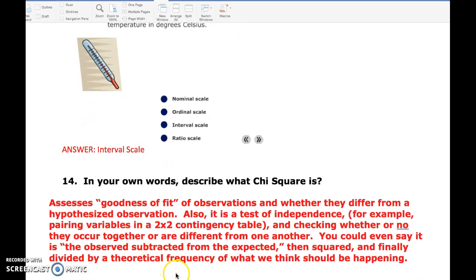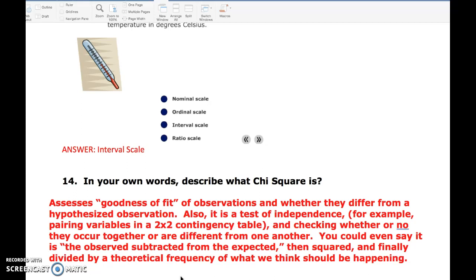Okay, rounding out the end. In your own words, describe what a chi-square is. Here's the wordy, textbooky version, but also some of my own thoughts. It assesses what we call goodness of fit. How these two variables fit together, whether they have any kind of association with each other.